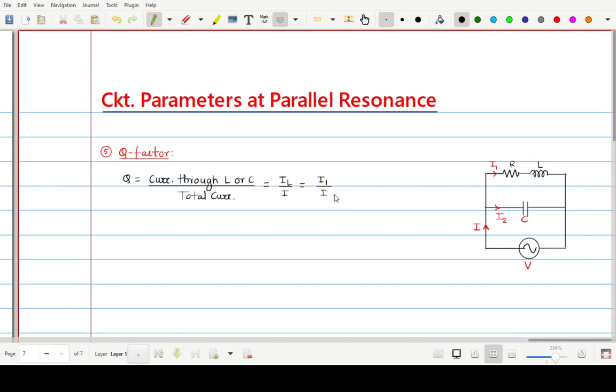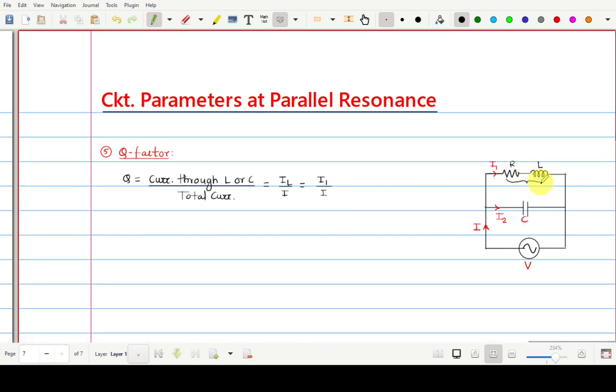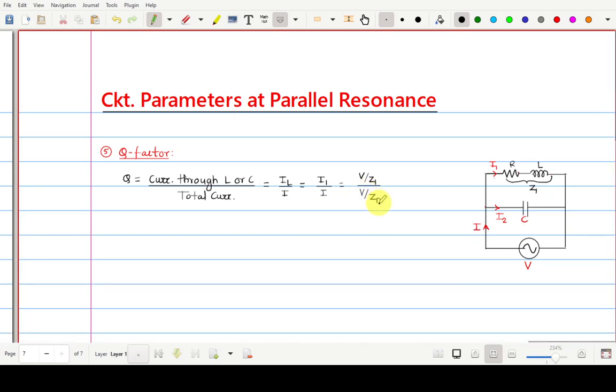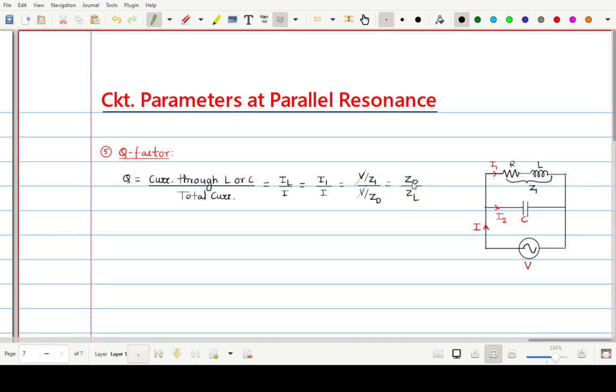If the impedance of the first branch is Z1, then we can write I1 is equal to V upon Z1. And what is the overall current? It is nothing but overall voltage divided by overall impedance. Overall impedance we are calling dynamic impedance. So voltage will get cancelled, and what you are getting is ZD upon ZL. We know the values of ZD and ZL. We have already derived this.